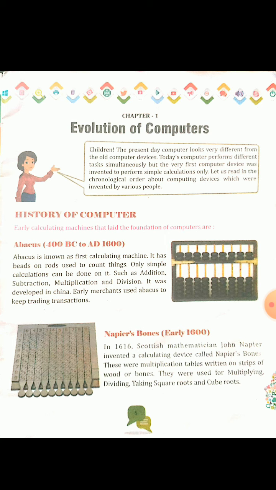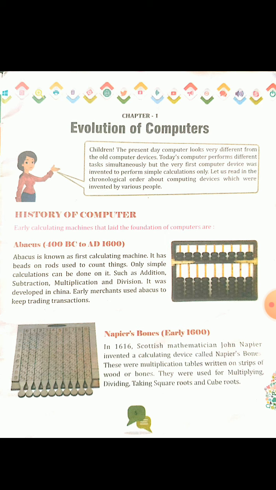Just like human beings, they also went through major transformation over a long period of time to reach the present form. Like human beings, computer has also a history. The history of computer can be classified into two parts. First, early calculating machines, and second, modern calculating machines. So let's start with the early calculating machines.